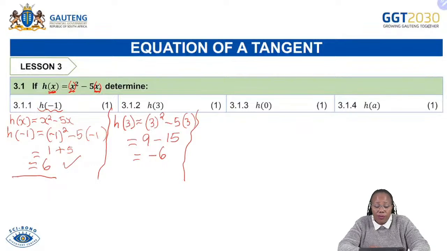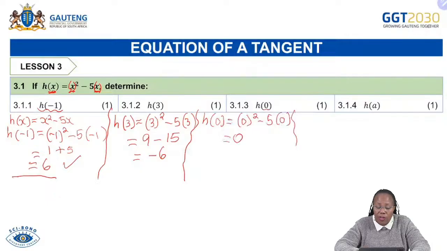h at 0 means substitute 0 for x. That will be h at 0. We are substituting x with a 0. Squared minus 5x with a 0. And then 0 squared is 0. 5 times 0 is 0. Then the answer would just be 0 for that one.